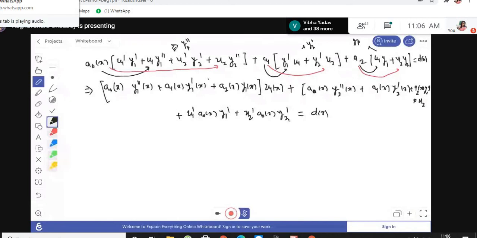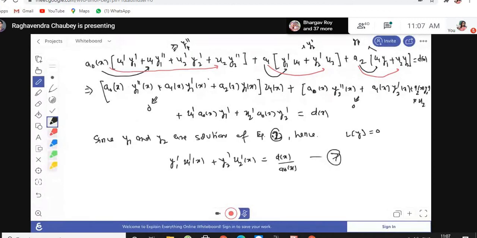Okay, and here you can see that this is the remaining part of that equation, because a0(x) is non-zero, so if we take it common and divide both sides, you get this thing. So equation 7 is this, and equation 4, which was assumed, is y1(x) u1'(x) plus y2(x) u2'(x) equals 0. This is equation number 4.